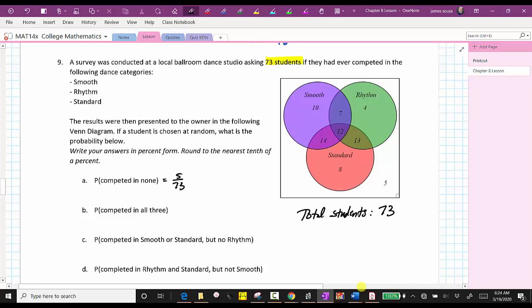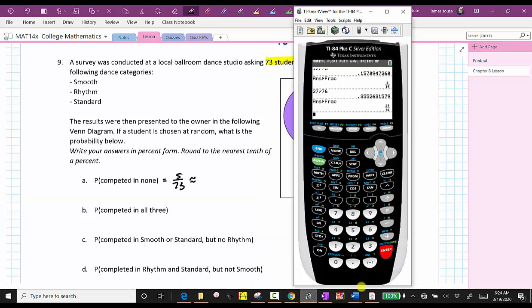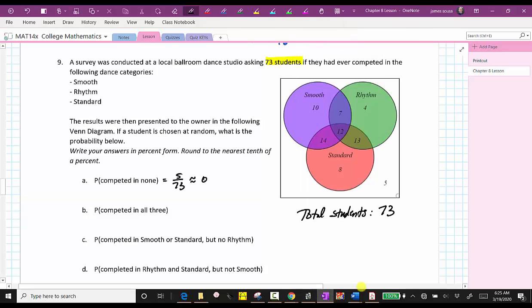But we are told to write the answers in percent form, round to the nearest tenth of a percent. So first convert to a decimal, to 3 decimal places, and then write the decimal as a percentage. So we have 5 divided by 73, enter. To 3 decimal places, we round down to 0.068, which is equal to 6.8%. Remember, if we want the percent to 1 decimal place or the tenths place value, we have to have the decimal to 3 decimal places.